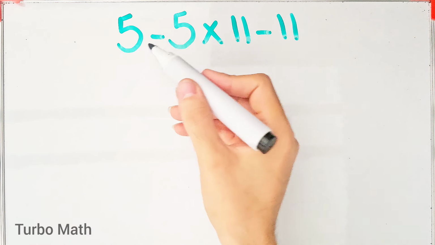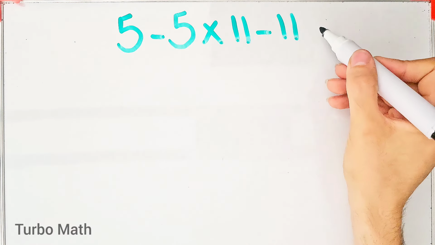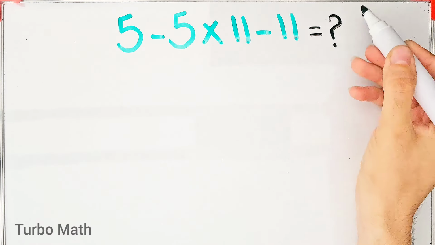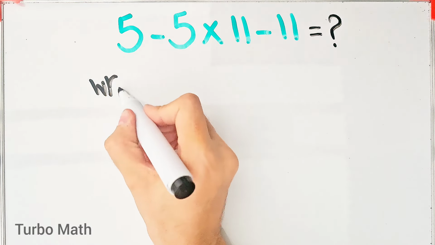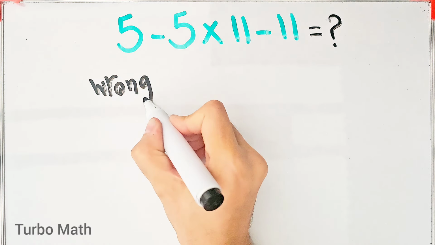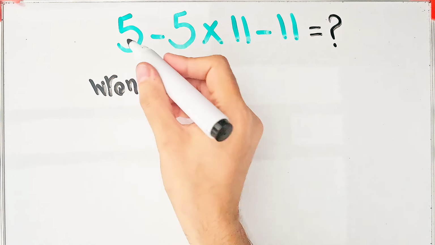5 minus 5 times 11 minus 11. What is the answer of this question? In the wrong way of solving this question, some people start from the left and solve this question like this.